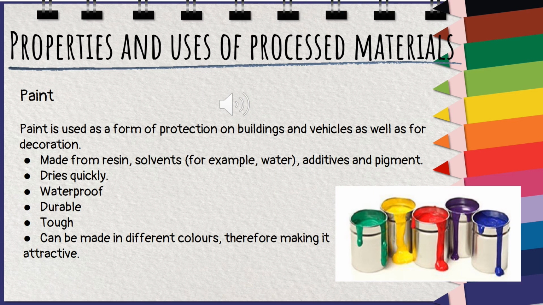Let's look at paint. Paint is used as a form of protection on buildings and vehicles, as well as for decoration. Paint is made from resin, solvents like water, additives, and pigment. Pigment is what gives it the color. Okay, the properties of paint and what makes them useful is that it dries quickly, it's waterproof, durable, tough, and can be made in different colors, therefore making it attractive.